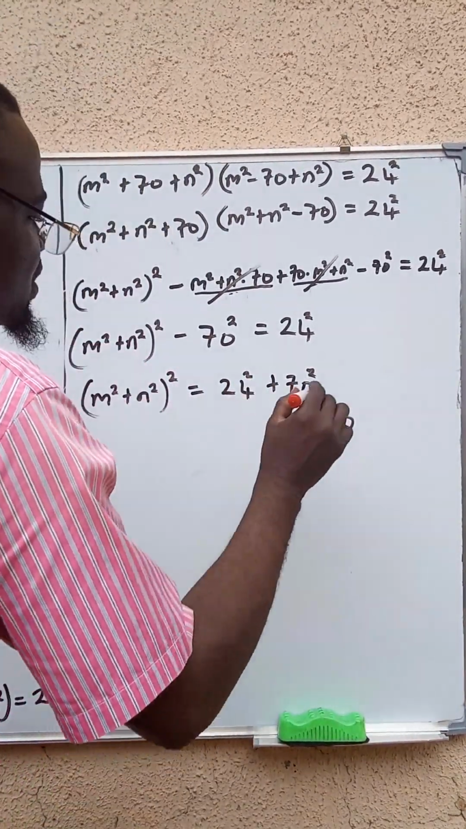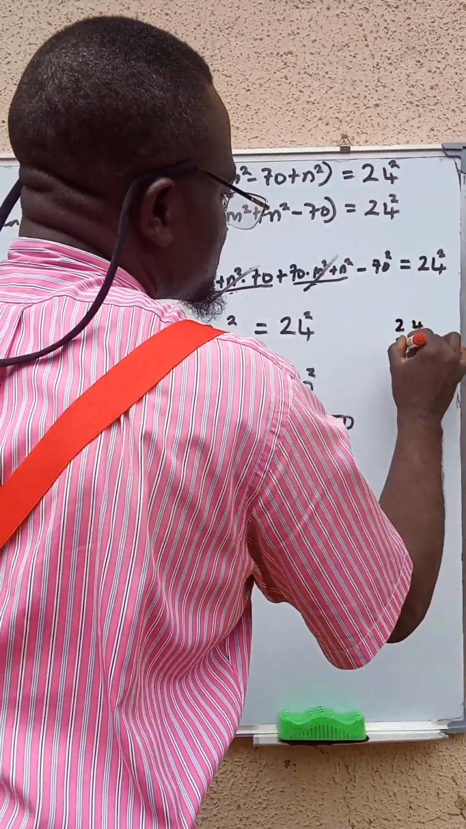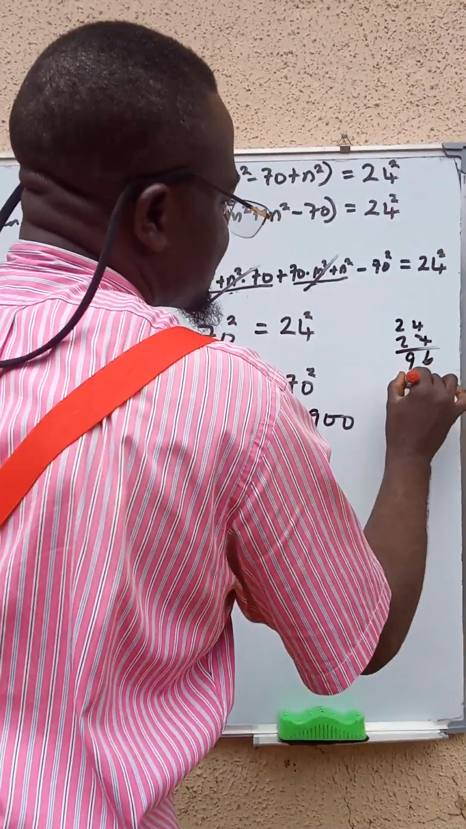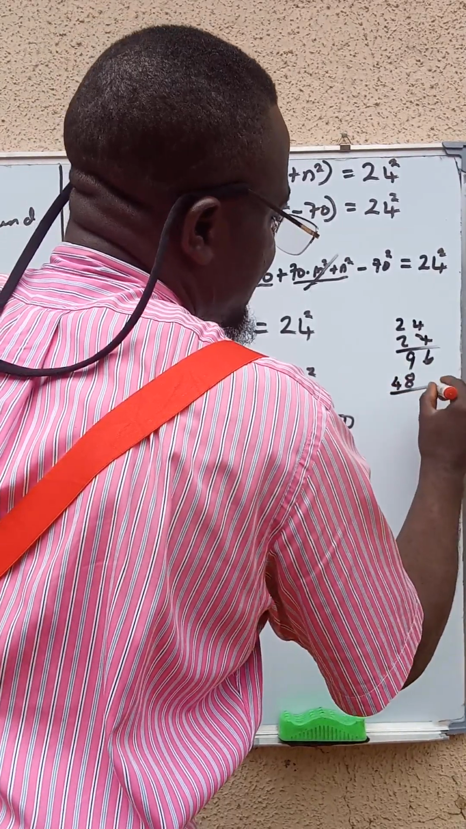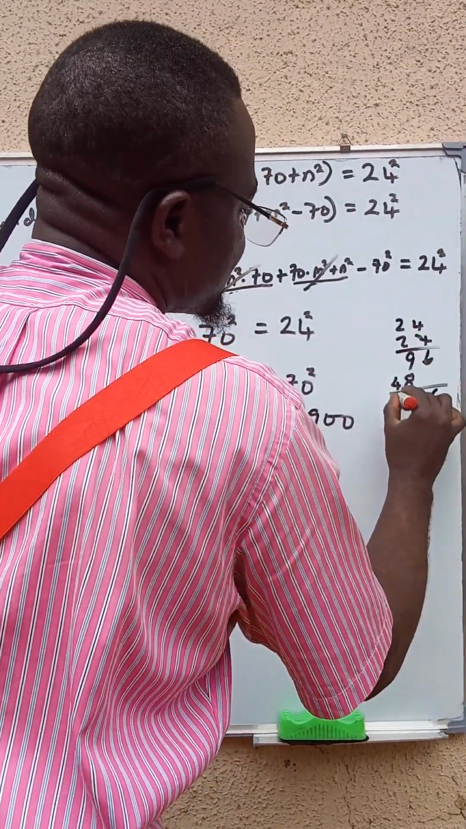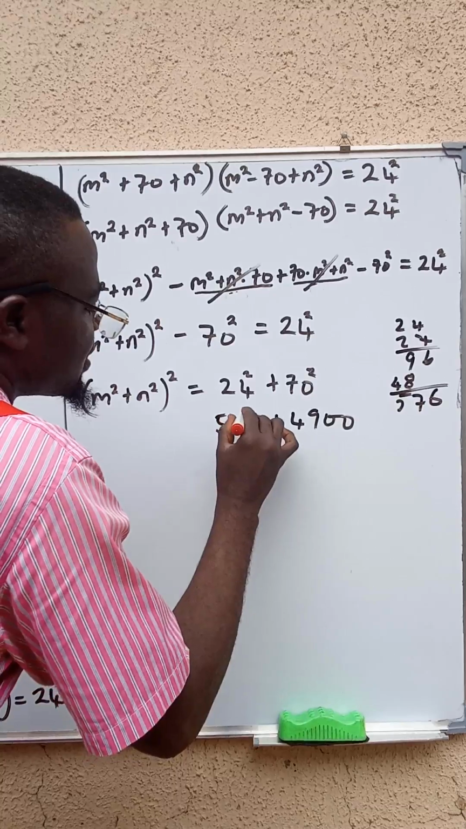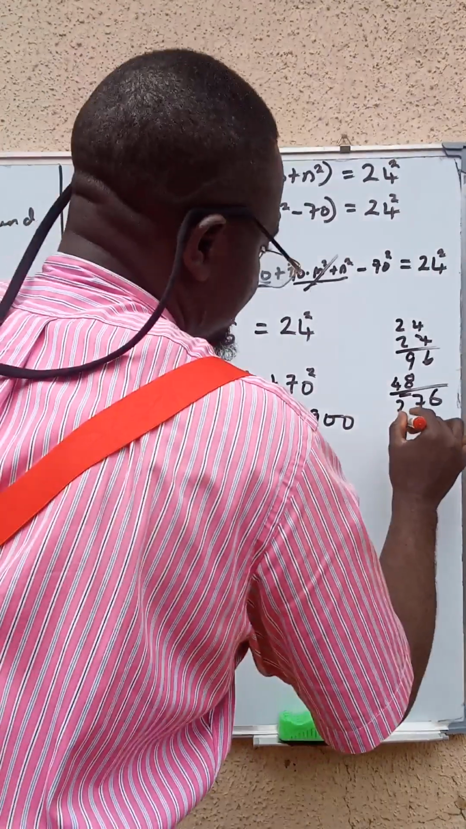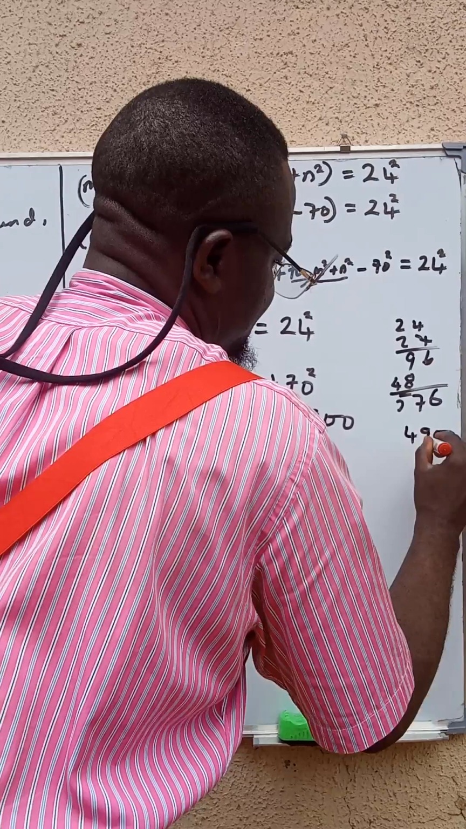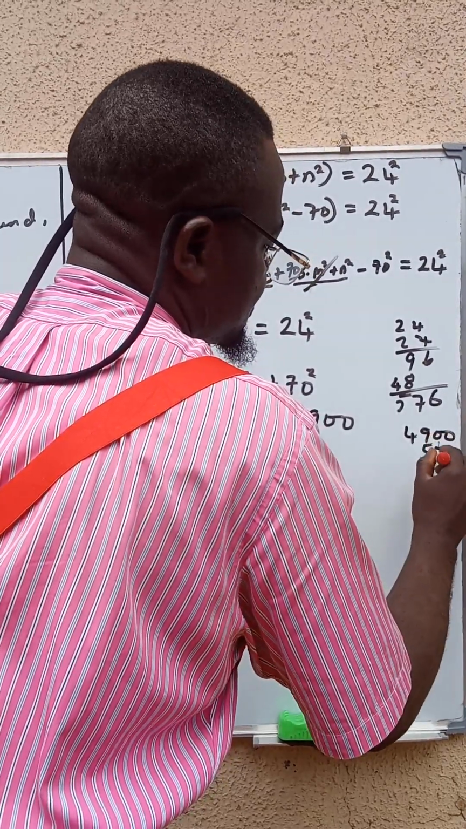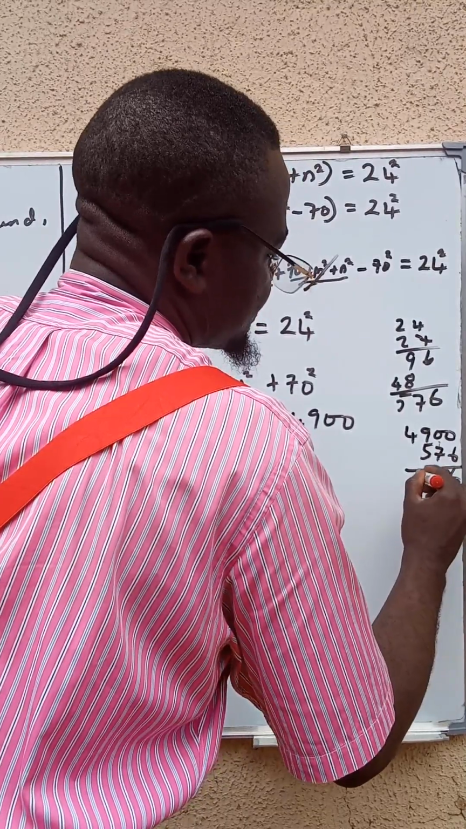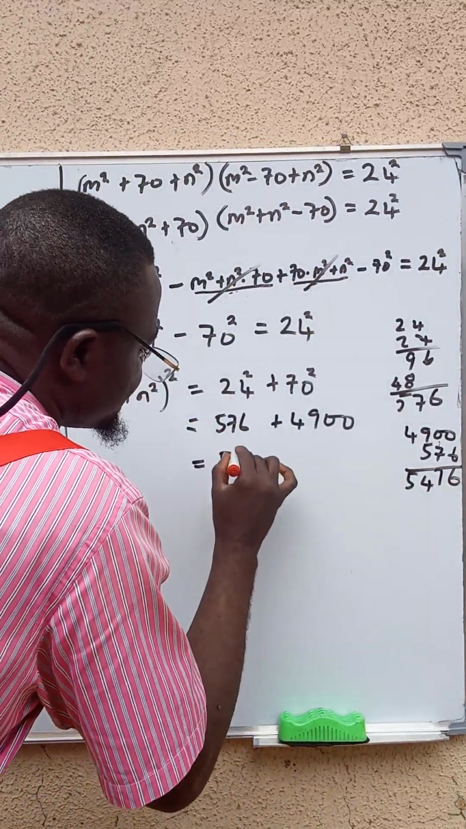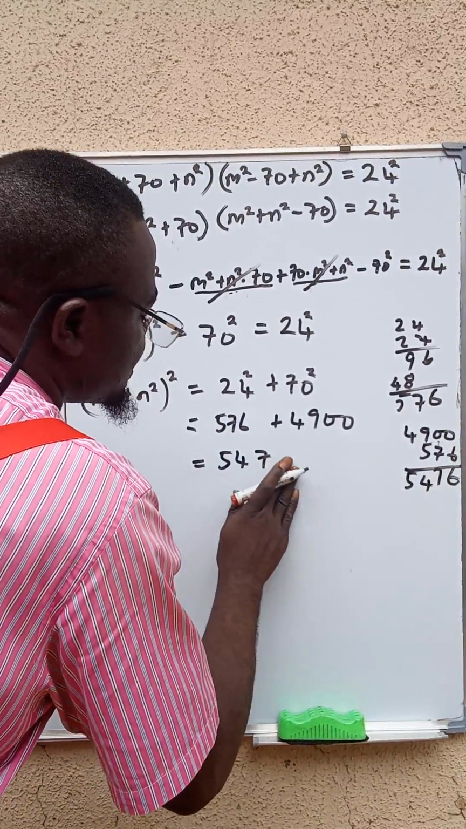This one is 24 squared. 24 times 24, that is 576. So this will now give me what? 4,900 plus 576. That is 5,476.